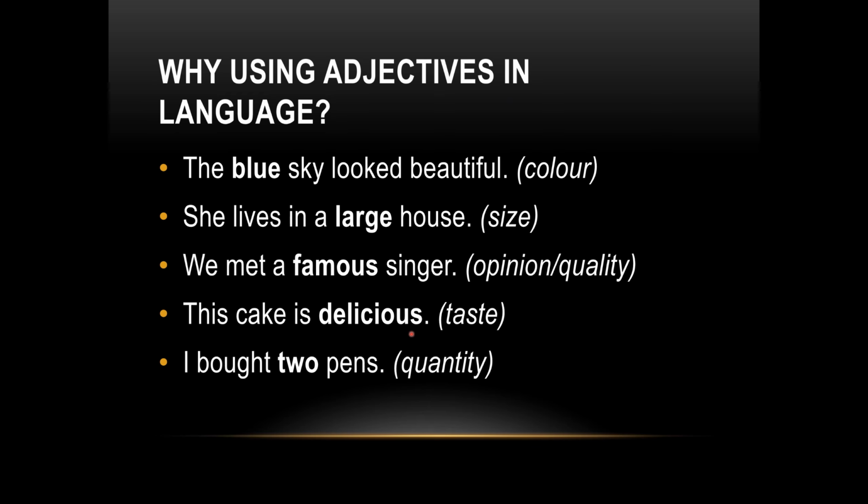This cake is delicious. ये केक बहुत delicious है, yummy है. So, this is a cake. It's a simple sentence. It doesn't tell us, is the cake delicious? Is the cake stale? Is the cake beautiful? So, this tells that the taste is delicious. Then, I brought 2 pens. 2 pens is the quantity of pens. I brought pens. Yeah, I brought many pens. It's not that specific. जब हमें specifically बताना हो तो हम quantity बताते हैं. Quantity is also a part of adjectives. जब हम बताते हैं कि कोई चीज़ कितनी है in numbers or quantity, we tell the quantity and that is also a type of adjective.